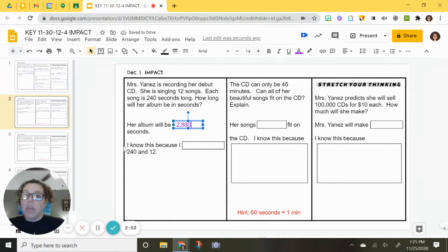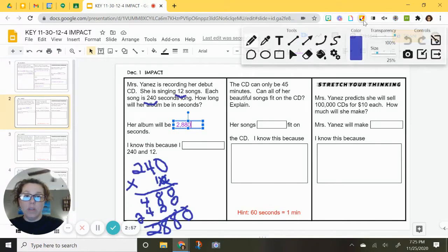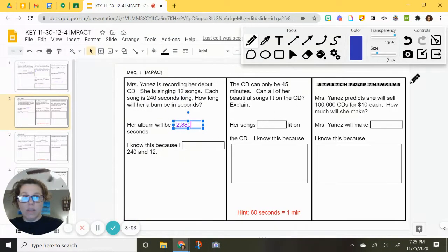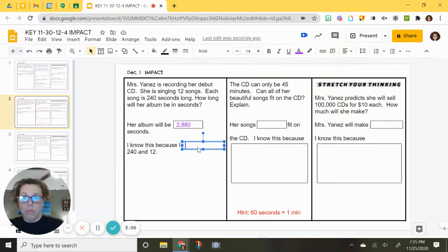Okay. And I know this because what did I do with those 2 numbers? If we look back, I multiplied those 2 numbers. So that is how I know 2,880. So multiplied. I'm going to pause for a second so this dog stops scratching.